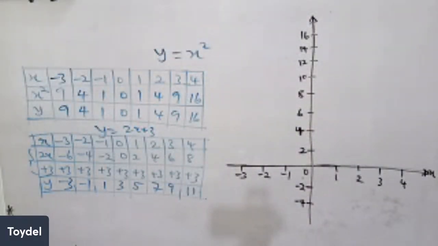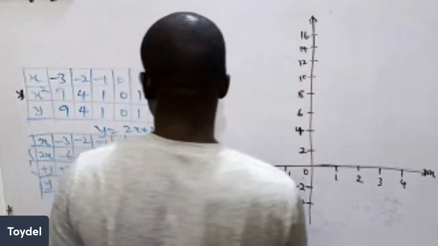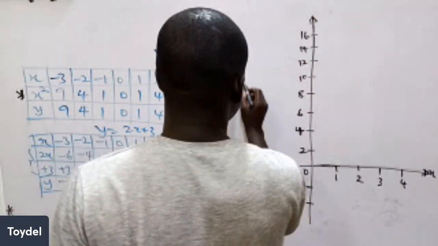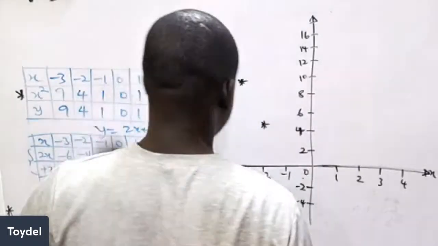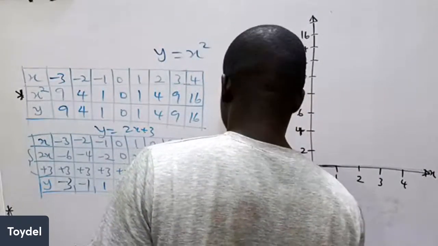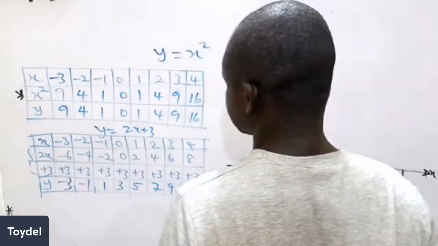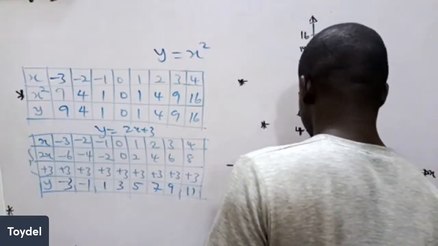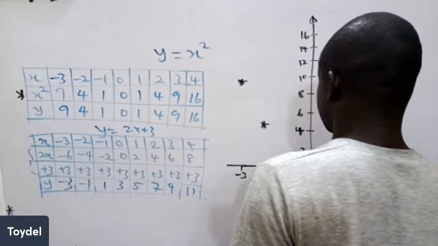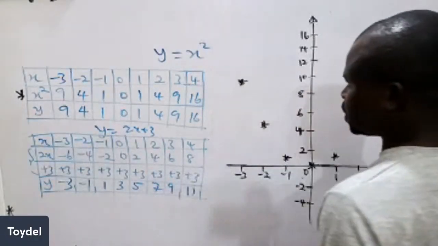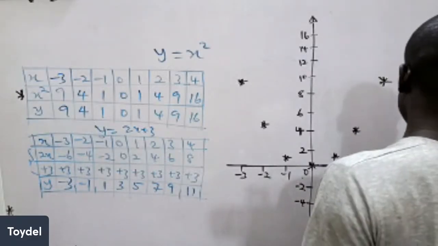So I want to plot the two graphs. I'll start with the quadratic graph, the first one. When X is minus 3, Y is 9. When X is minus 2, Y is 4. When X is minus 1, Y is 1. When X is 0, Y is 0, that's the origin. When X is 1, Y is 1. When X is 2, Y is 4. When X is 3, Y is 9. Then when X is 4, Y is 16.